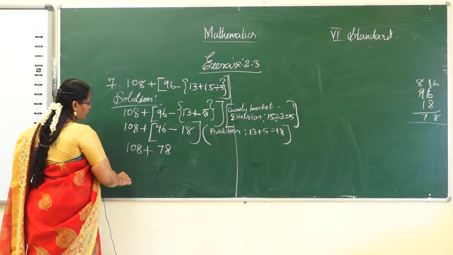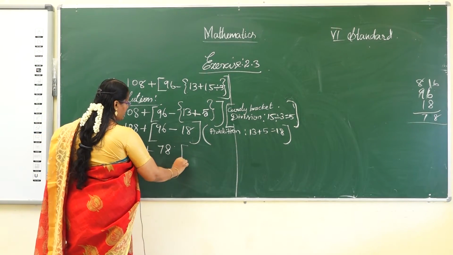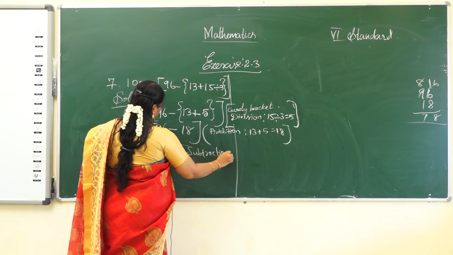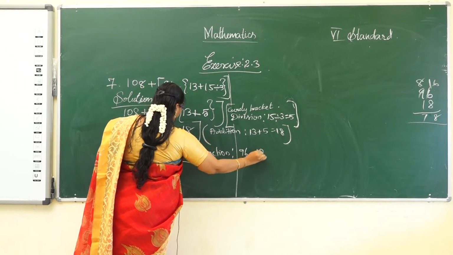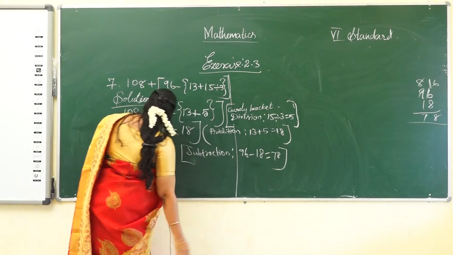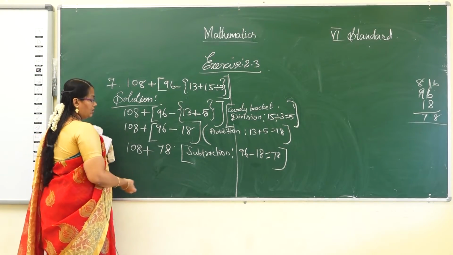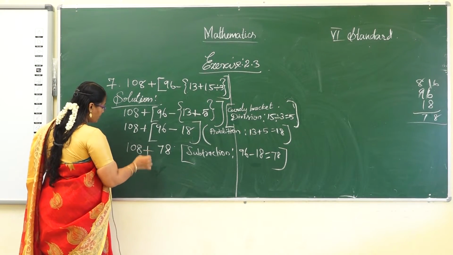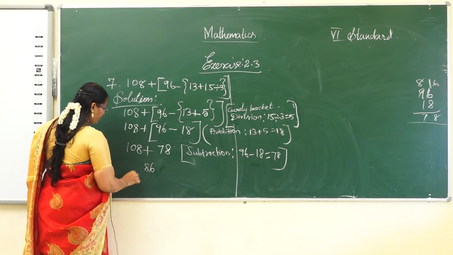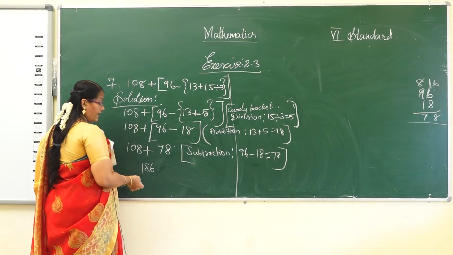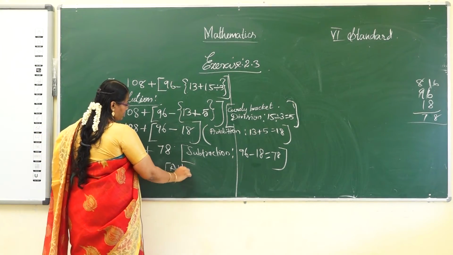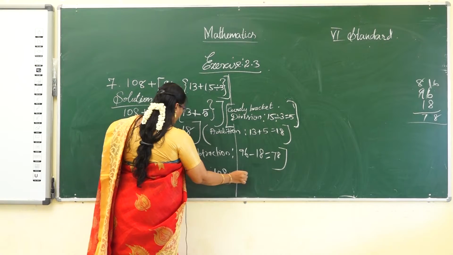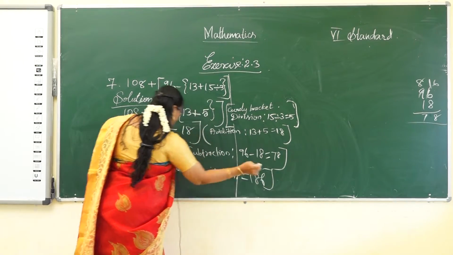Okay, now add these two values. Here write subtraction. And next, finally, go for the addition. So 108 plus 78. What is the value? 8 plus 8, 16, and 1, 8. And the answer is 186. Here write addition: 108 plus 78 is equal to 186.